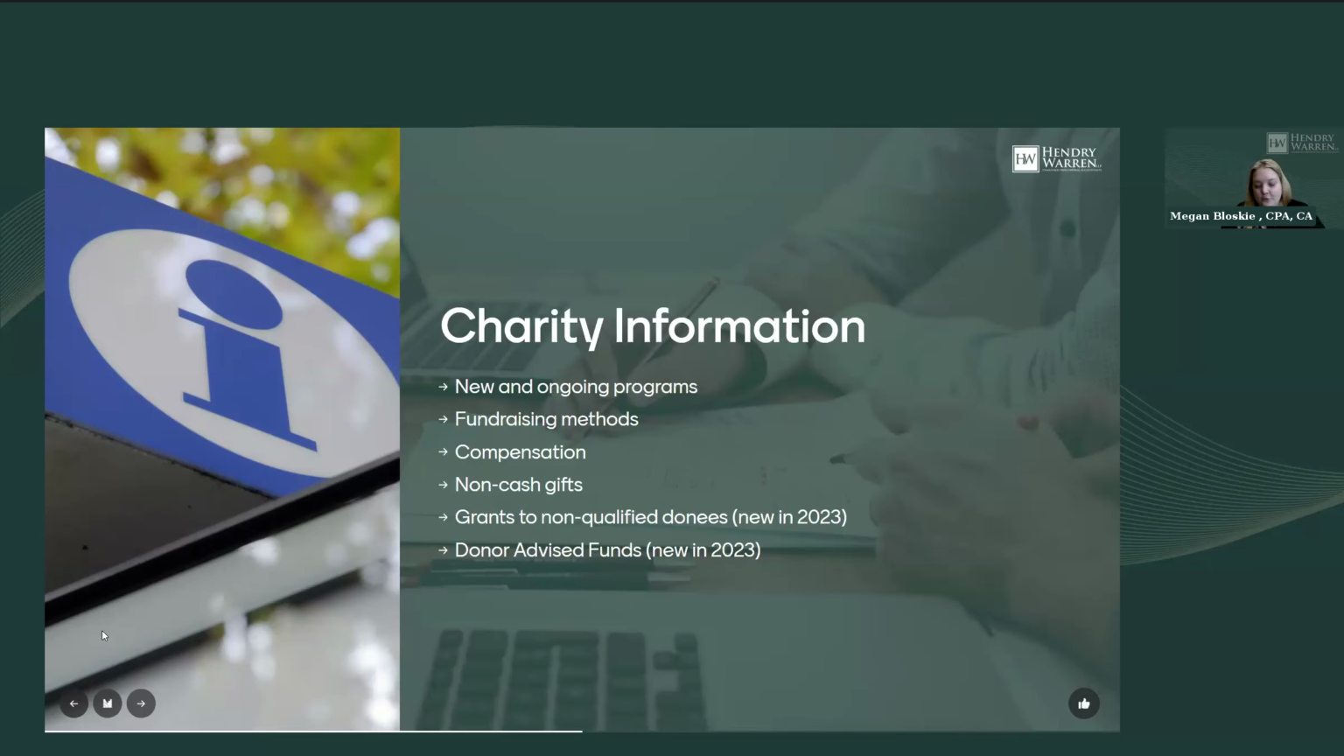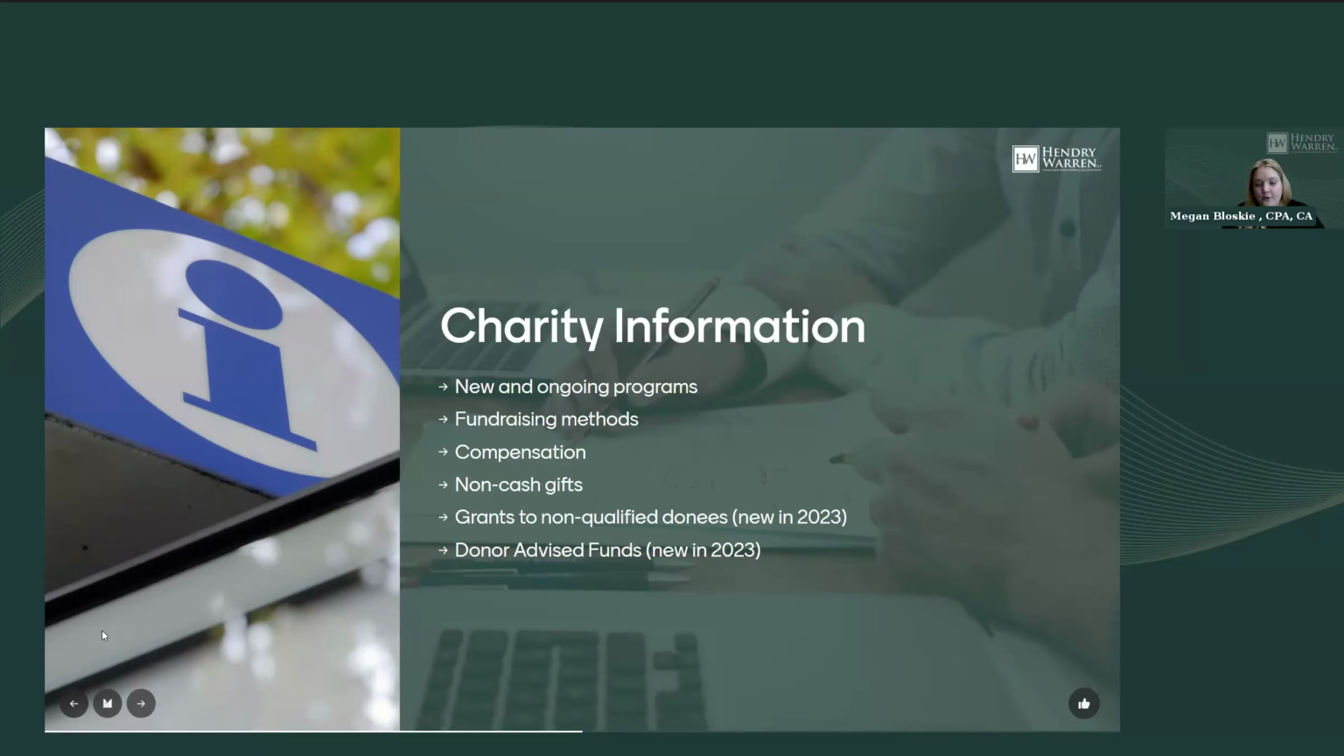Next, if the organization received any non-cash gifts, such as artwork, medical equipment, publicly traded shares are a very common one, you will need to go through a checklist that shows what type of items were received and what the value of any donation receipts issued on those items were.